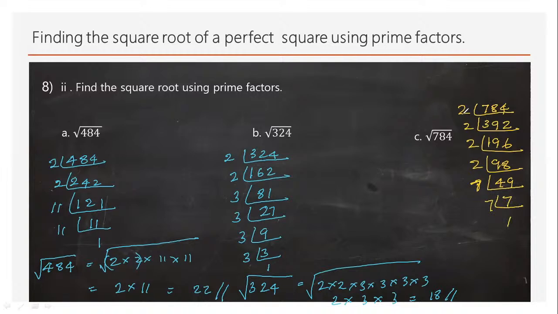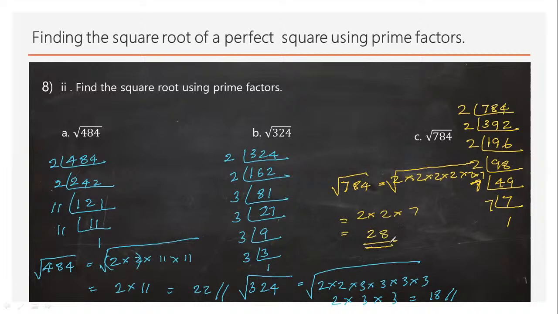So here also I can take one 2, one 2, and here one 7. So we can write the square root of 784 equals the square root of 2 into 2 into 2 into 2 into 7 into 7. So 2 into 2 into 7. 2 times 2, 4. 4 times 7. Our square root is 28 here. The square root is 28.